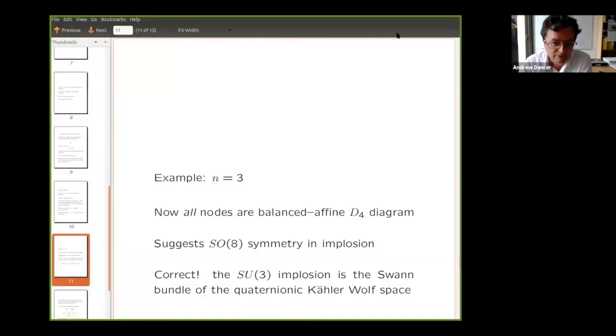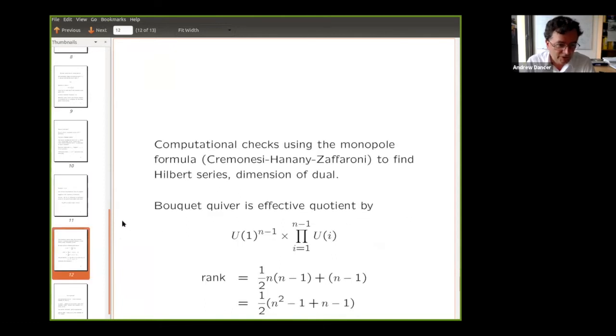Right, so let's go back to the diagram. Yeah, so in the n=3 case, this is just a restatement of what I did on the whiteboard. This is correct because this does predict the symmetry enhancement to SO8. Well, there are further checks one can do.